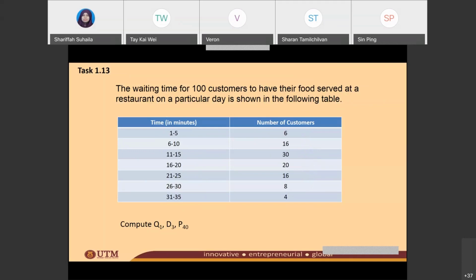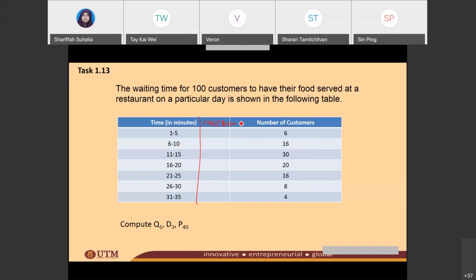First, Q1. You want to determine what is your quartile class. Q1 is the same thing as i over 4 times your total number of observations. Your total number of customers is 100. So you can find what is your quartile class. First find your quartile class. Before we proceed, I think we just set up your class boundary first. It's much more easier.